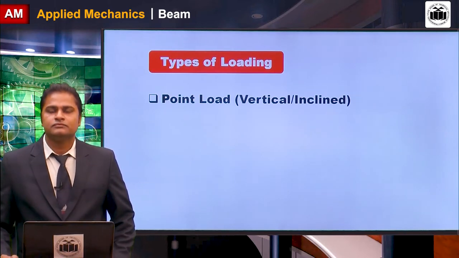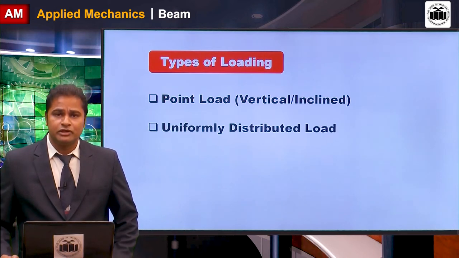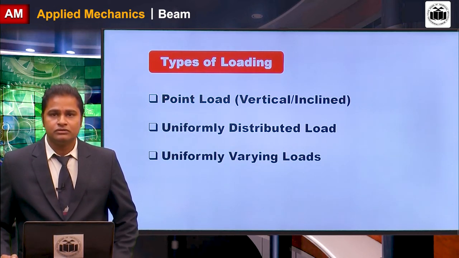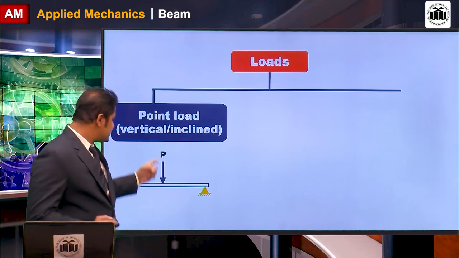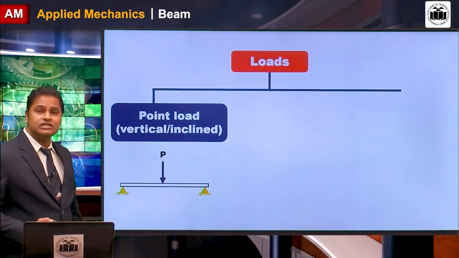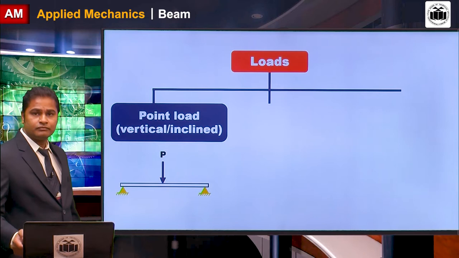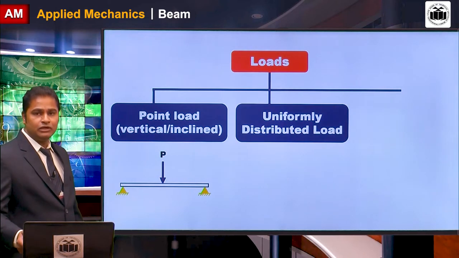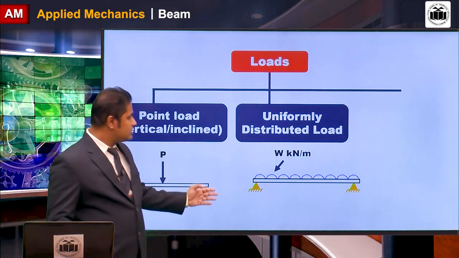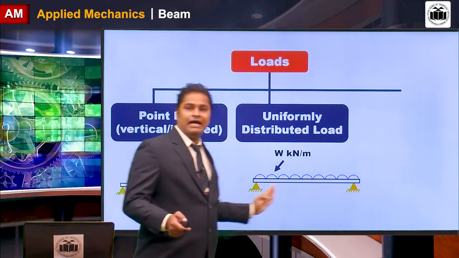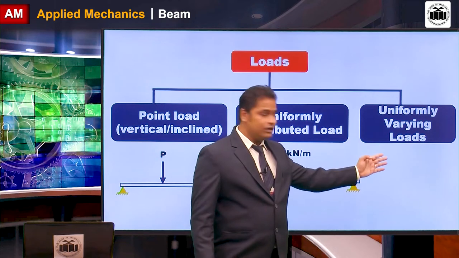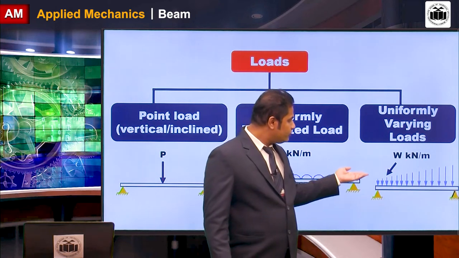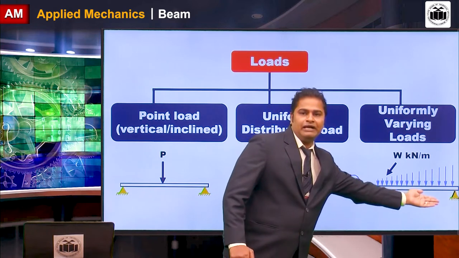Types of loading. Point load. Uniformly distributed load. Uniformly varying load. This is the diagrammatic representation of point load, vertical or inclined. The load which acts at a single point of the beam is known as point load. Uniformly distributed load. The load which is uniformly distributed throughout the span is known as uniformly distributed load. Uniformly varying load. This load is uniformly varying throughout the span of the beam.